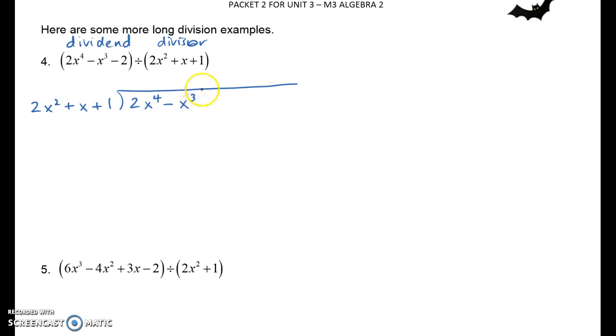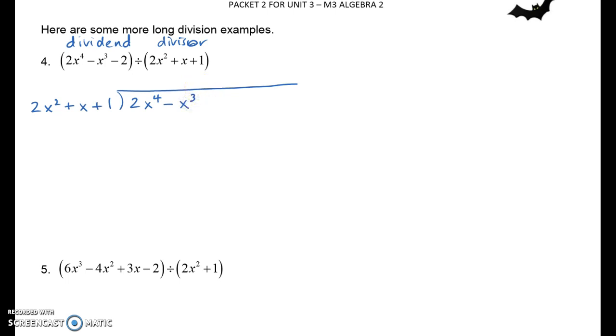So our first example is 2x to the fourth minus x cubed minus 2 divided by 2x squared plus x plus 1. Just to get some vocabulary in here, that fourth degree polynomial is called our dividend, and what we're dividing by is called the divisor. So the divisor goes outside what some of you may call the house, and then inside the house, we put the dividend.